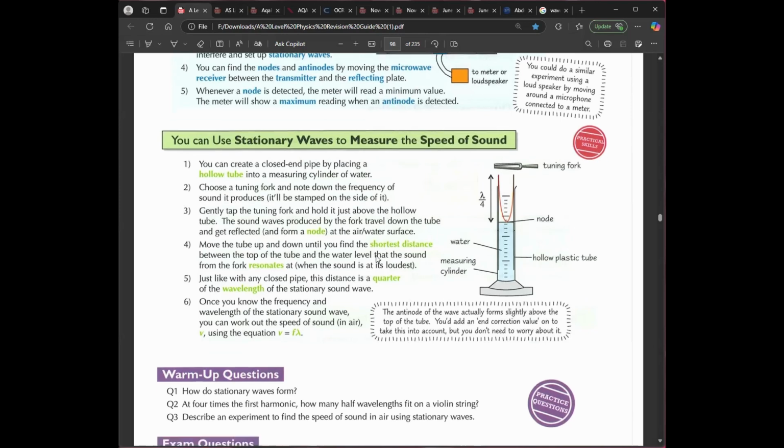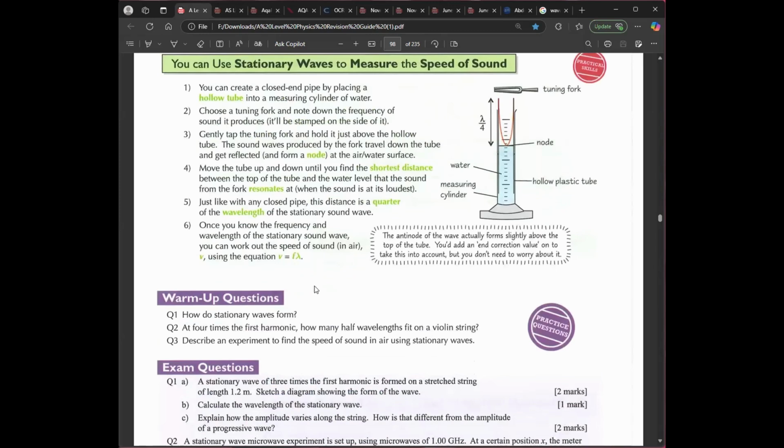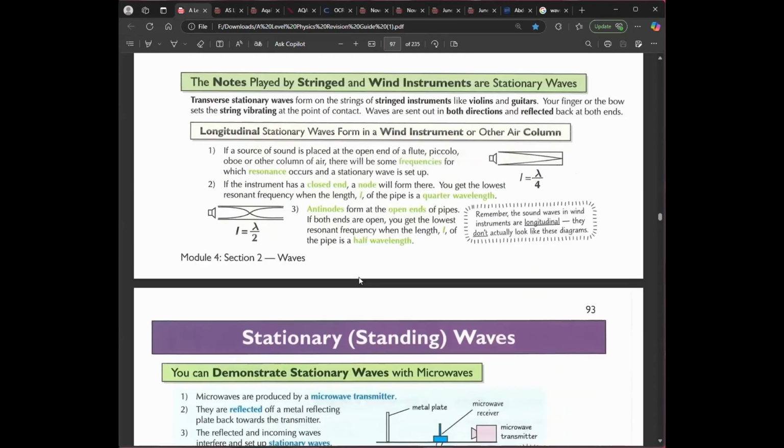That makes sense. The vibration produced by that. Once you know the frequency and wavelength of a stationary sound wave, you can work out the speed of sound using the equation v equals f lambda. I hope that this is clear. So you just need to remember these things.